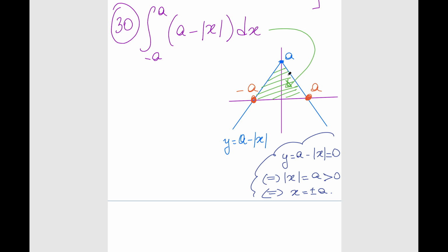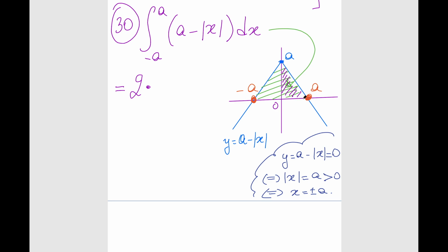All right, and what's the area of this triangle? Well, this triangle is obviously symmetric with respect to the y-axis. Correct? So it's twice one of them. And what's the area of one of them? How about we find this piece? So that's going to be two times this area. Correct? And what's this area?